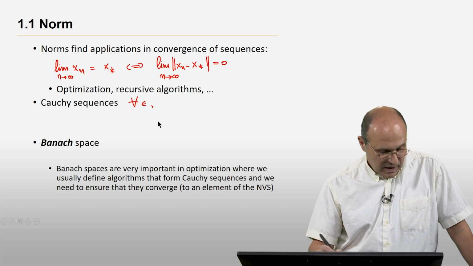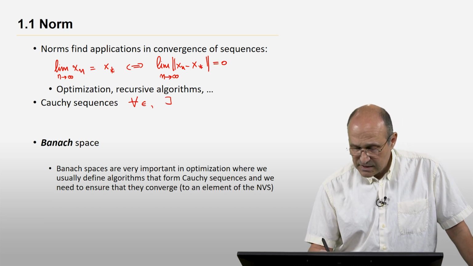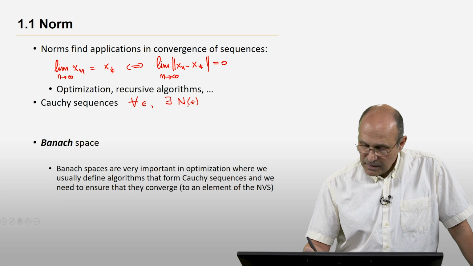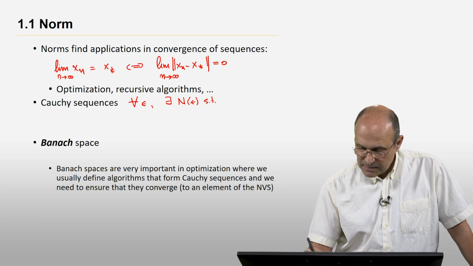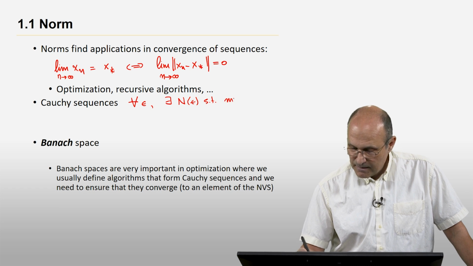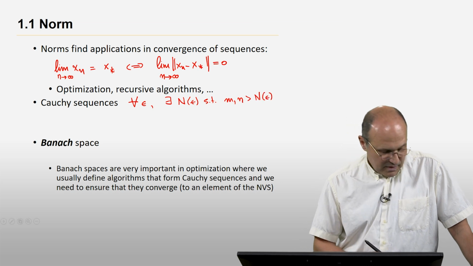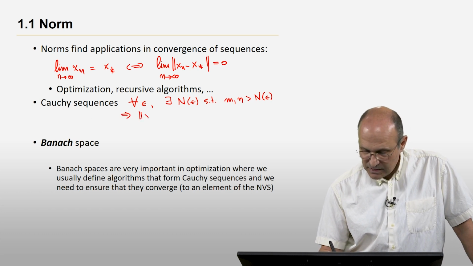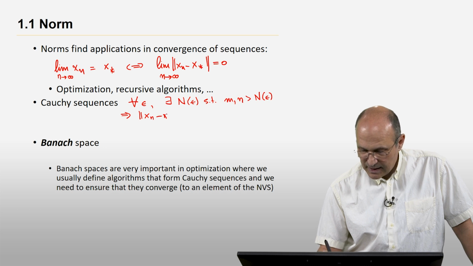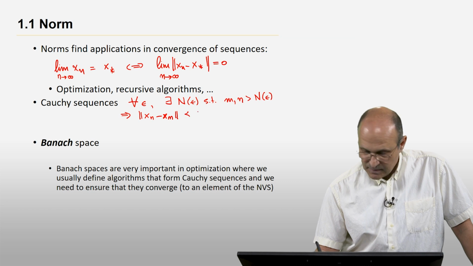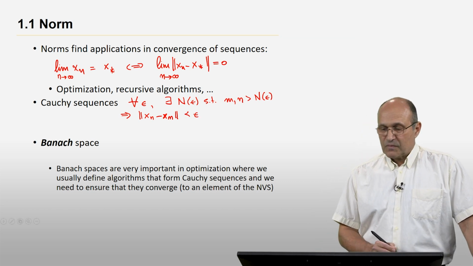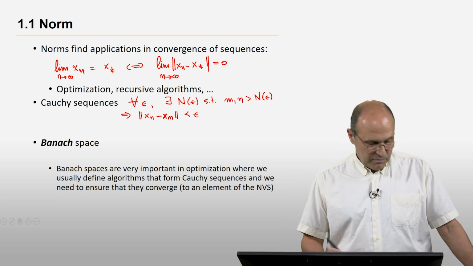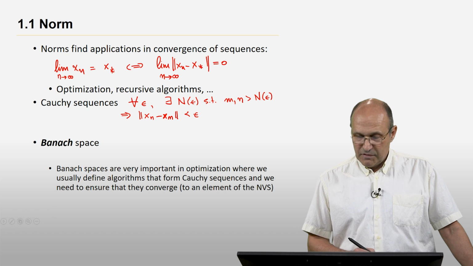For every epsilon, epsilon is a threshold, there exists an index number, N of epsilon, with the following property, such that if I have two indices which are bigger than the capital N, then the two elements xn and xm are within the threshold, are close to each other below the threshold as measured by the norm that we have.